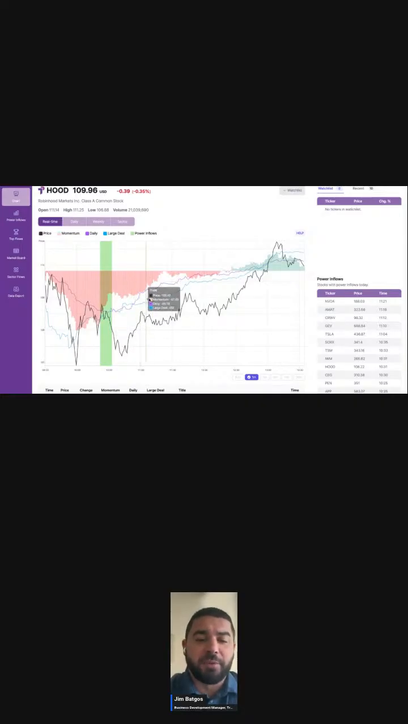And you can see that light blue line, running almost tangent with that black line being the price. That light blue line is called large deal flow data on our platform. This is capturing really all the big money that's been coming in for Robinhood on the day. Typically your mutual funds, hedge funds, those types of orders, really anything $100,000 or more is what's quantified there.